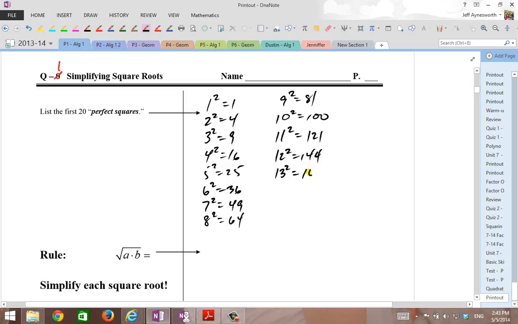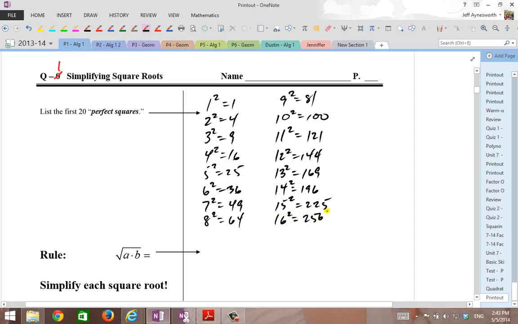Okay, 13 squared is 169. 14 squared is 196. It has to end in a 6 because 4 times 4 is 16. All right, 15 squared has to end in a 5 because 5 times 5 is 25. It happens to be 225. 16 squared has to end in a 6 because 6 times 6 is 36.